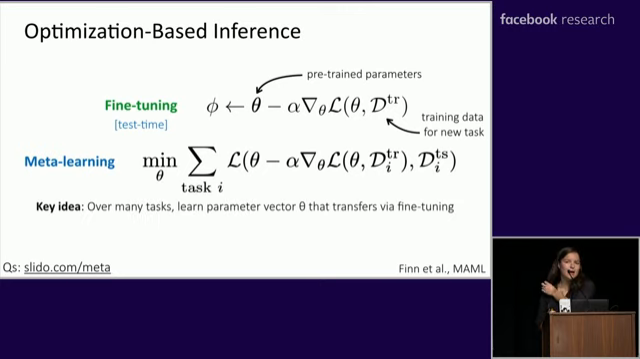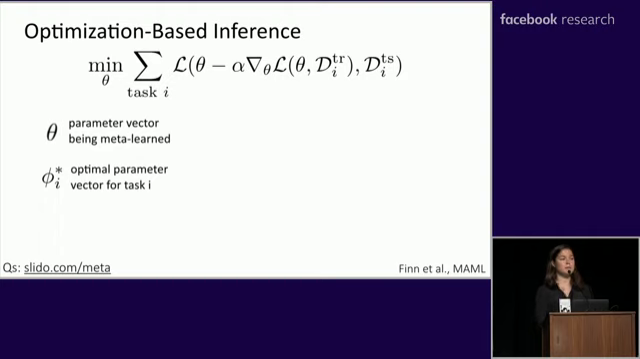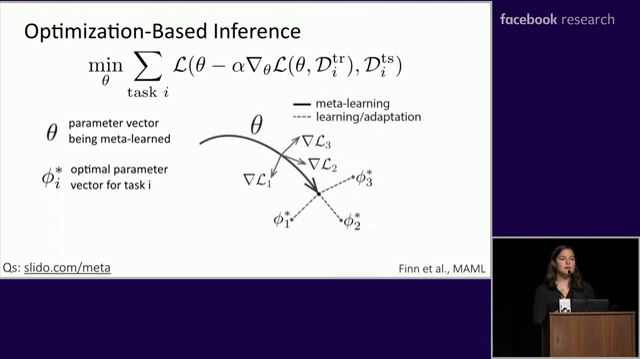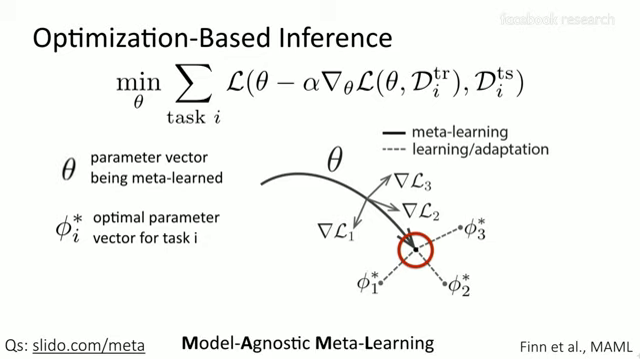OK, so what does this look like at a somewhat more intuitive level? Say theta is the parameter vector that we're meta-learning, and phi I star is the optimal parameter vector for task I. Then you can view the meta-learning process as this thick black line, where when we're at this point during meta-training and we take a gradient step with respect to task 3, we're quite far from the optimum for task 3. Whereas at the end of meta-learning, if we take a gradient step with respect to task 3, we're quite close to the optimum, and likewise for a number of other tasks. We refer to this procedure as model-agnostic meta-learning in the sense that it's agnostic to the model that you use and the loss function that you use, as long as both of them are amenable to gradient-based adaptation.